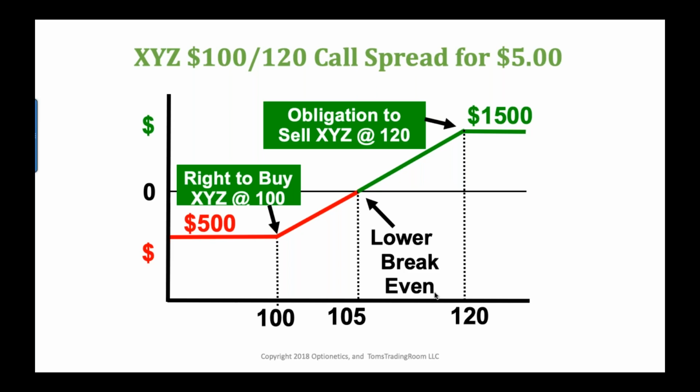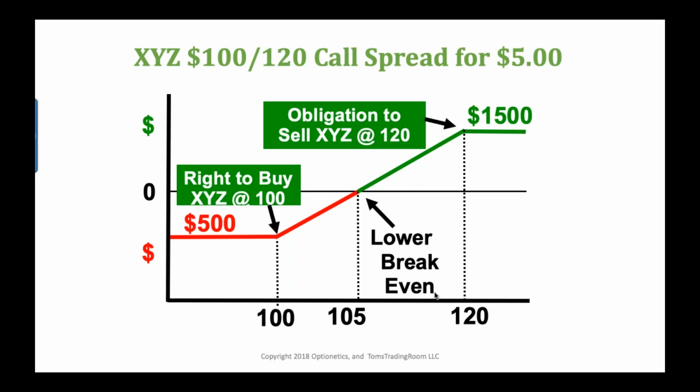The right to buy and the obligation to sell are built into the spread by expiration. You have the right to buy XYZ at 100, but you are obligated to deliver XYZ at 120. So if XYZ goes to 130, 140, 150, I get this all the time. Someone says, I just got assigned on my 120 calls. What do I do? And my answer is, and if you know this, you know what my answer is: you jump up and down, because you just put yourself in a position where you have maximum profit.